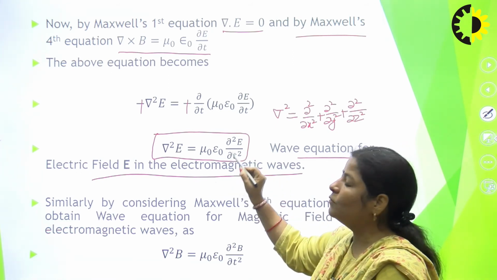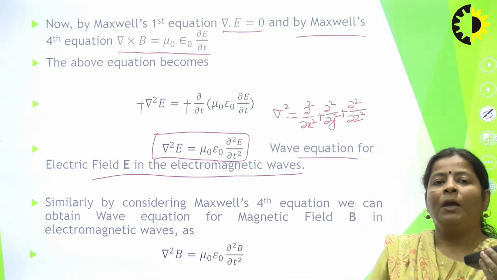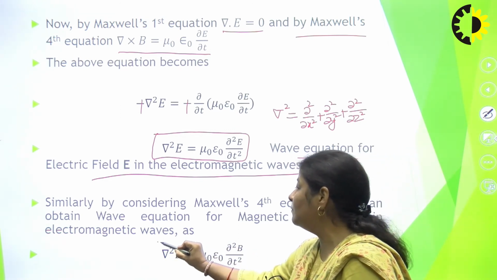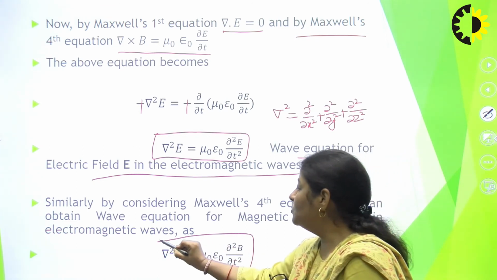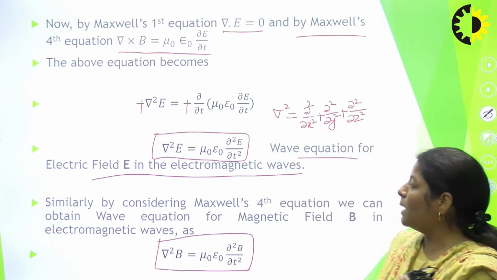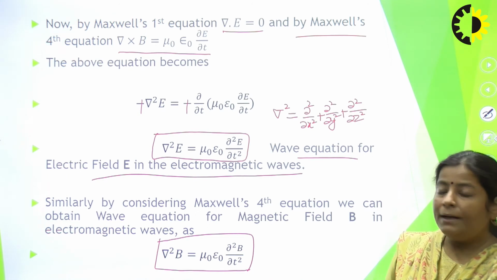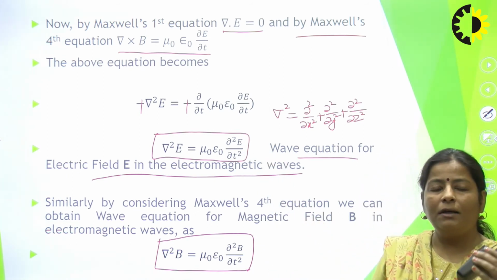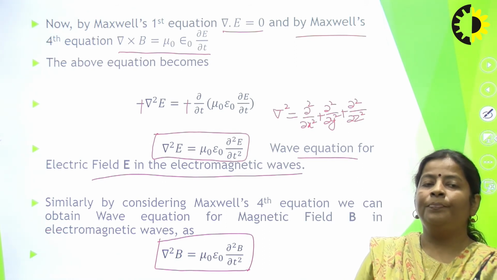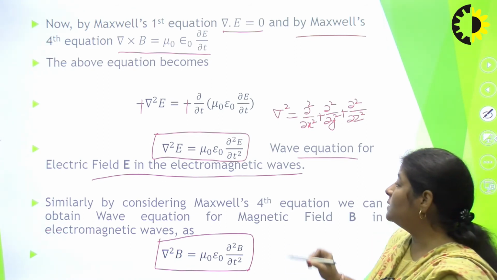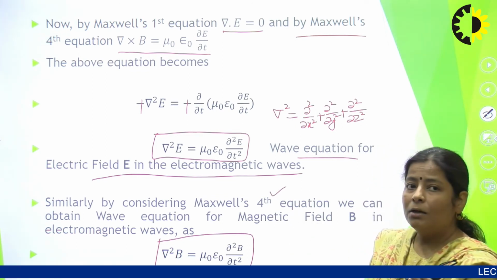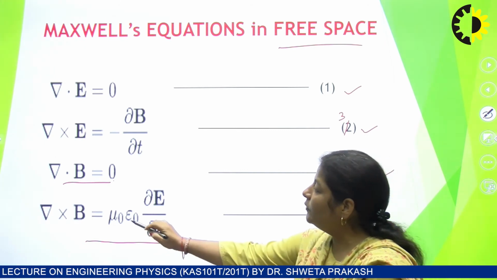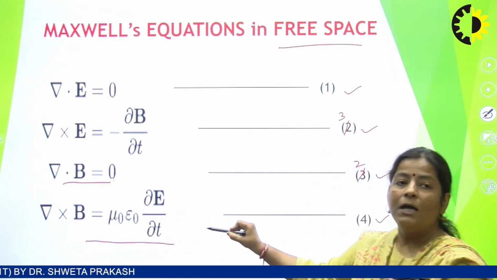And once we have obtained the wave equation for the electric field, we can obtain the wave equation for the magnetic field using the same steps, the same procedure. Earlier, for the electric field, we started with Maxwell's third equation. For the magnetic field, we can start with the fourth equation. What is the fourth equation? It is this one. This can be our starting point.